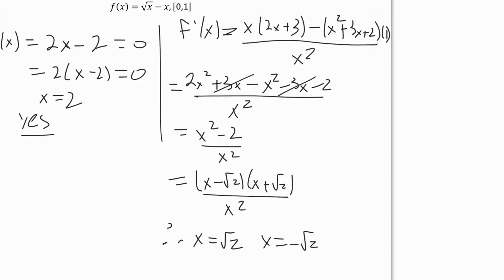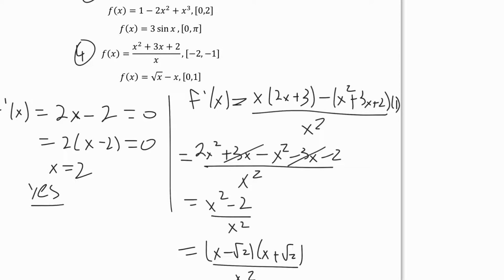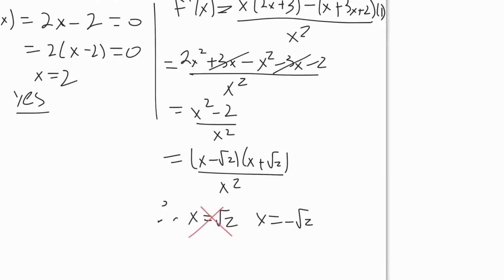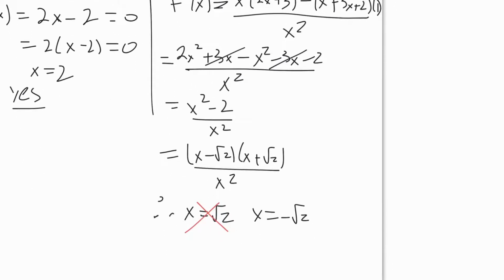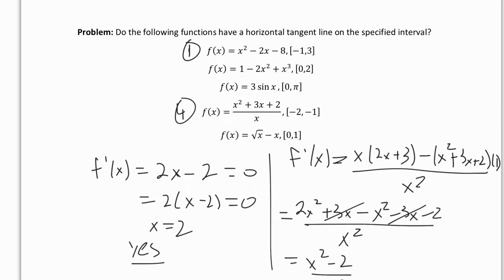Now x equal to root 2 we've got to reject, because if we look back over here, the domain was minus 2 to minus 1. So the positive number is gone, but minus root 2, that's negative 1.4. So that one we get to include. And so definitely this seems to happen as well on this problem. And if you look at all of the other ones, as long as you take your time and are very patient, you should find that they all have horizontal tangent lines.